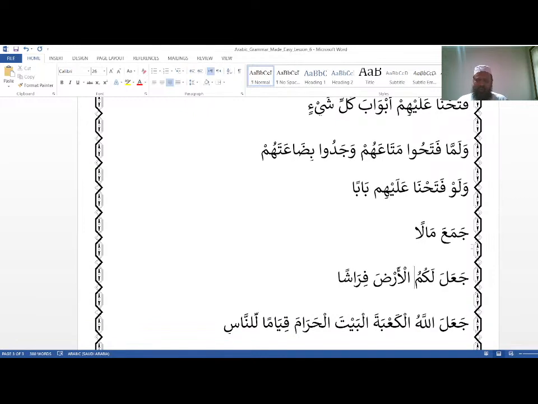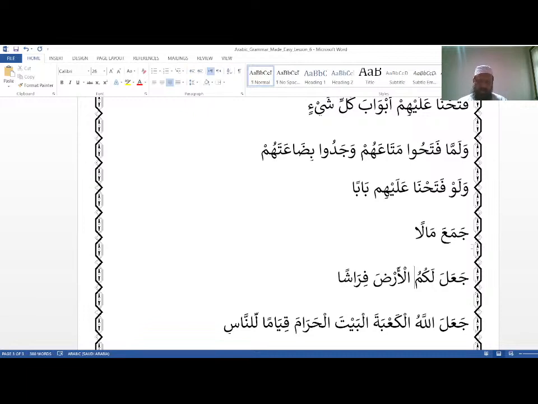Okay, very quickly. جعل الله الكعبة البيت الحرام قياما للناس. We found the fi'l because this jumla starts with the fi'l. This whole jumla is فعلية, a verbal sentence. By looking at it, we can see one ism in halatul rafa, which is the lafz Allah. So that will be the fa'il. Now we can translate: Allah made.